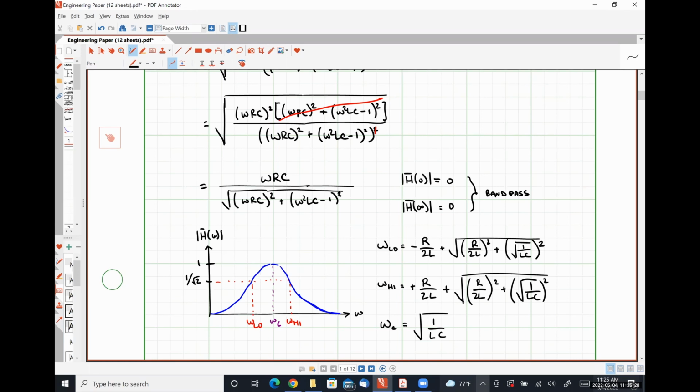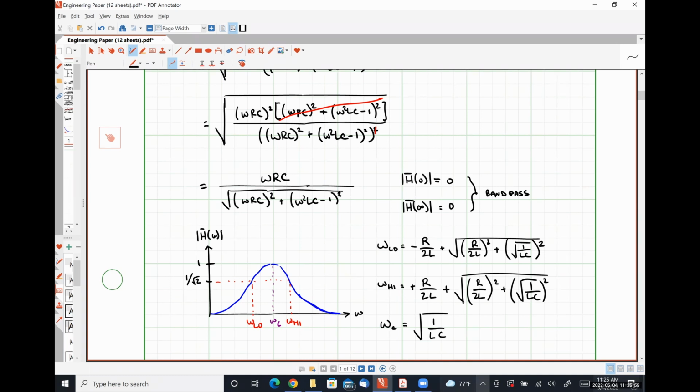Because recall, for a series RLC circuit, this is alpha and this is omega naught. So it's practically identical, except that the plus or minus sign occurs out here in front as opposed to inside, telling us what our S1 and S2 values were. So it's very, very similarly related.